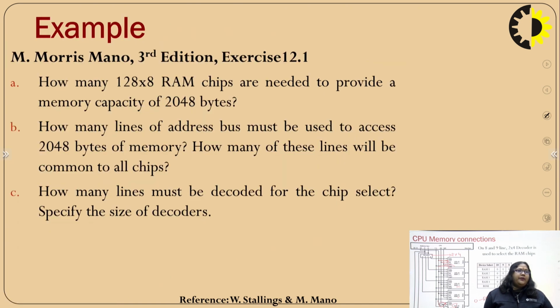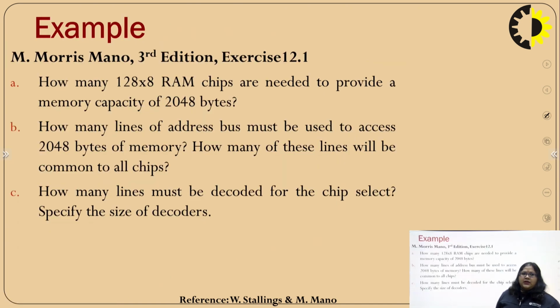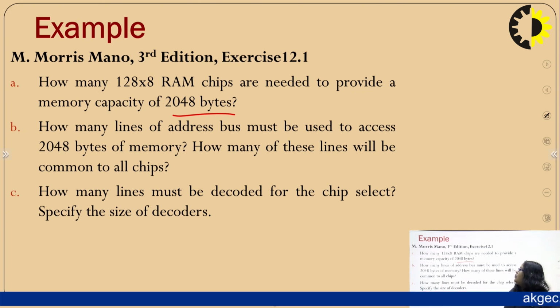So according to the question, we have to change the circuitry of the diagram and the connections according to the demand. So the second question is: if the RAM chips are 128x8 and needed to provide a memory capacity of 2048, so the computer needs 2048 bytes, but the RAM chip size is 128x8. How many address buses must be used to access 2048 bytes of memory?